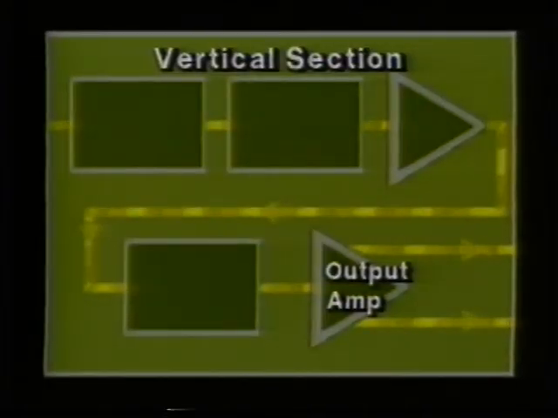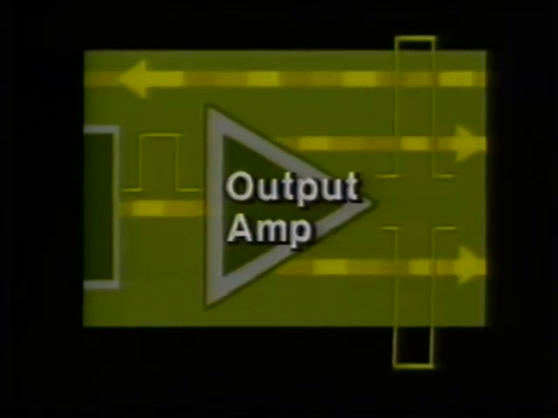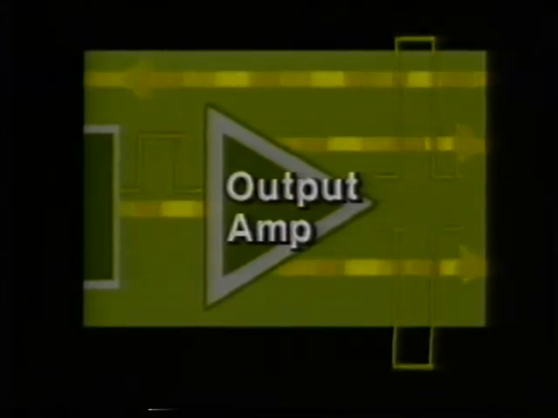The next block, the vertical output amplifier, provides additional amplification of the signal. Compared to the levels of some input signals, it takes a much larger voltage to deflect the signal vertically on the CRT. In fact, it typically takes anywhere from 2 to 10 volts to deflect the beam one major division.